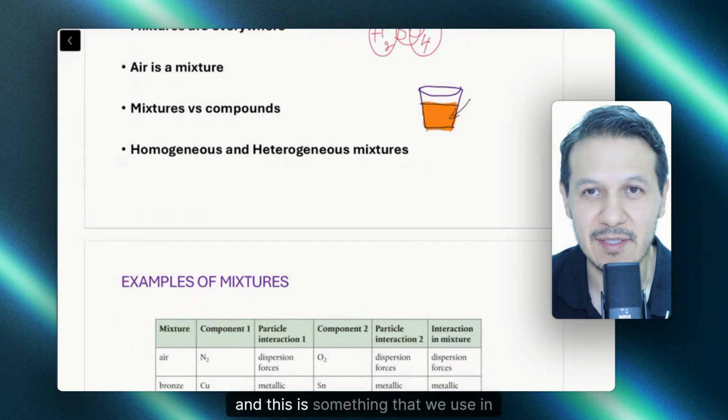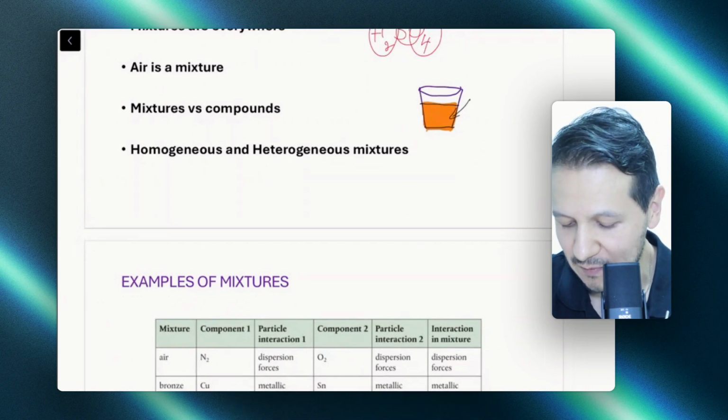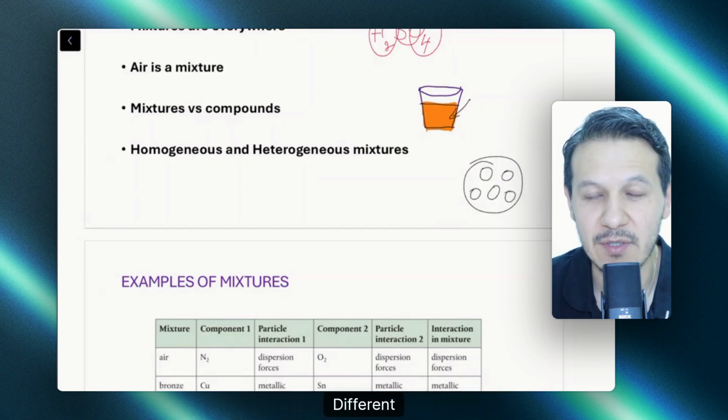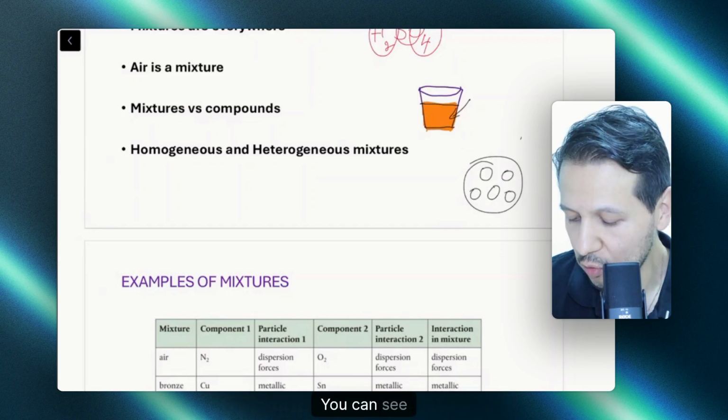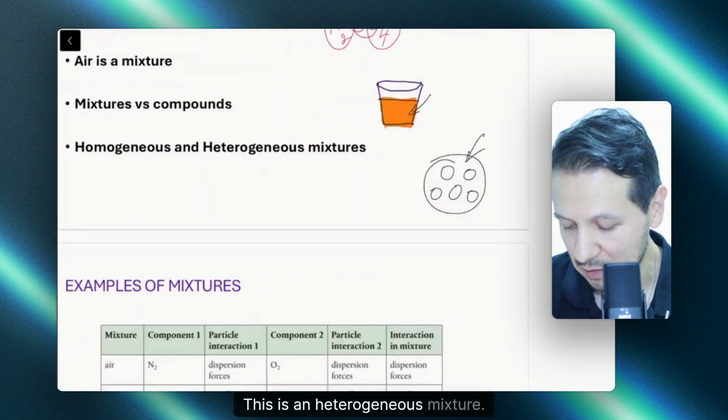Let's say, and this is something that we use in teaching 6th or 7th grade, when we have pizza. We can see that we have the pepperoni, we have the cheese, different components. You can see different pieces, different parts, different colors, different textures. This is a heterogeneous mixture.